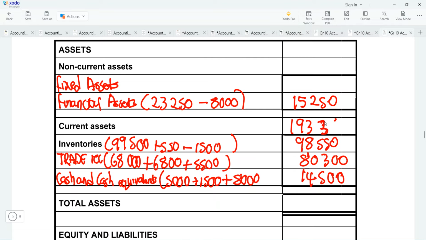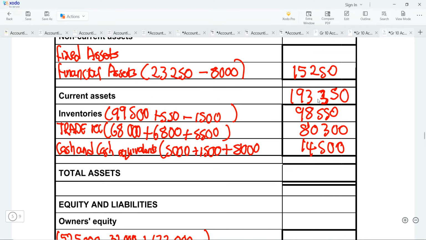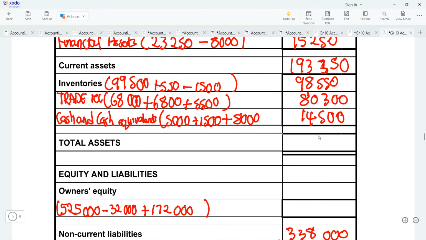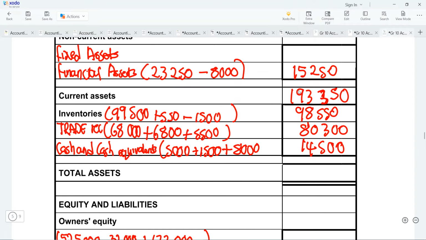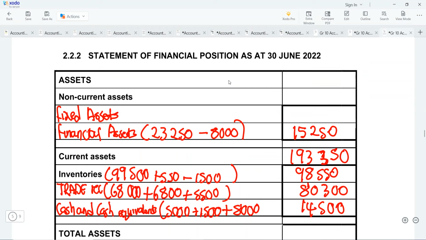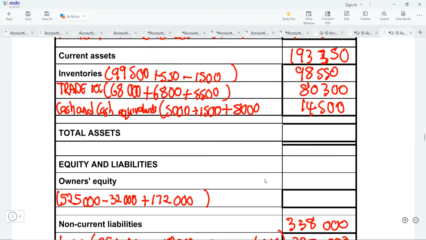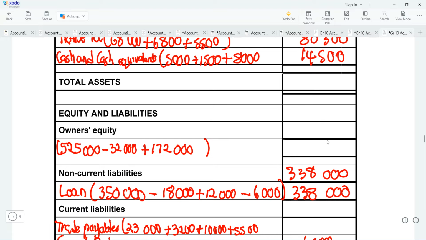Remember, it's 193,350. So we are done with the current assets, and you're going to get a lot of marks for these. Okay, so remember to do your totals. Even if one thing is wrong, just write what you have. Now remember, we have the total of our current assets. We don't have the total of our non-current assets, so we can't get total assets. We'll need to use the equity part to get what we want.